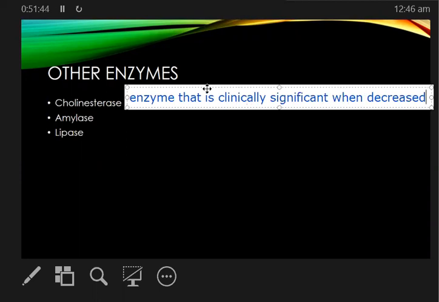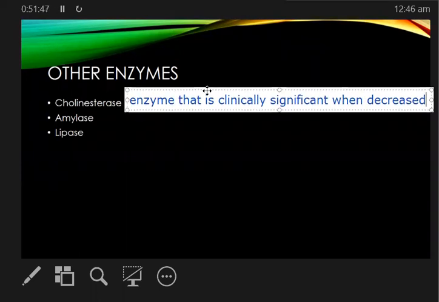Take note that your cholinesterase enzyme is associated with organophosphate poisoning or insecticide poisoning. Remember that organophosphate is a common ingredient in your insecticides.